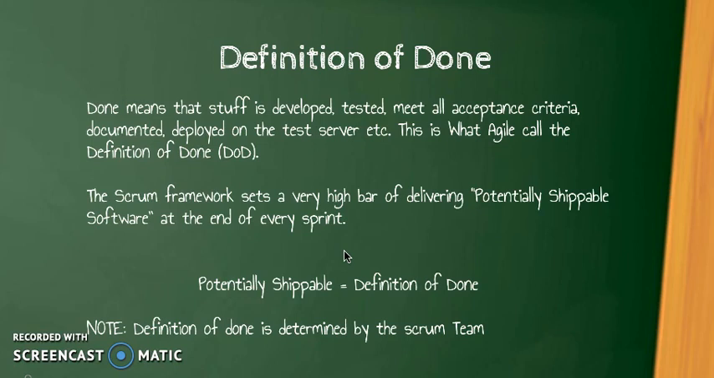Or in other words, you can say, because at the end of the sprint we are going to deliver a potentially shippable software, so you can say the potentially shippable software equals definition of done. Okay, and definition of done is determined by the Scrum team. Scrum team means the development team. There is no role for the product owner in terms of definition of done.